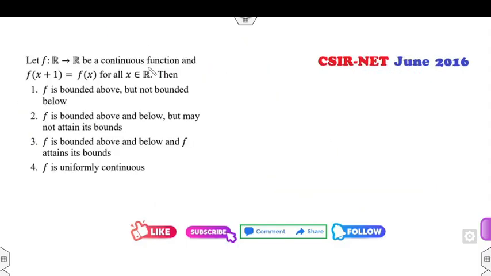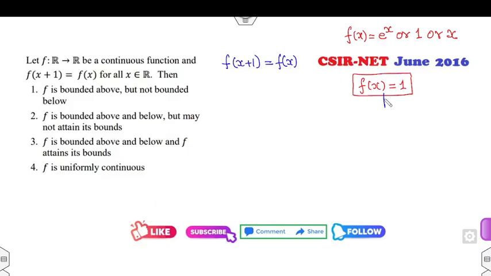Now, f is a continuous function such that f of x plus 1 is f of x. If you watched my previous lecture on continuity, I gave you the tip that you always start from e raised to power x, or 1, or x. Look at which one will satisfy this function. Clearly f of x equal to 1 will satisfy this property. Now f of x equal to 1 is a bounded function. What is the lower bound? Lower bound is 1. What is the upper bound? Upper bound is also 1. Look at that. f is bounded above but not bounded below. This is one counterexample which discards this option.